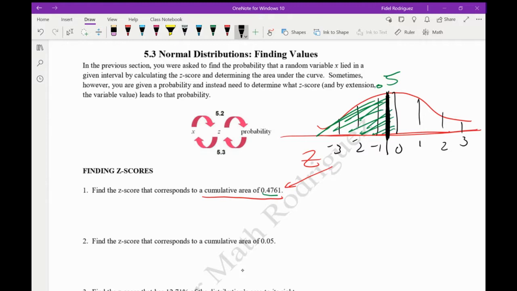And what we're trying to do is figure out what this z value is, so that the area this way is 0.4761. I'm going to show you a couple of ways of going about this. The first way I'm not a huge fan of, but some people do like it, so I'm going to show you.